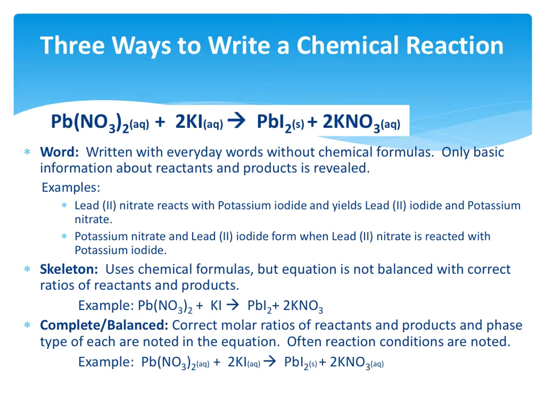So you're looking for keywords like "form" to determine whether the products or the reactants are listed first. In this case, it's very easy because it says potassium nitrate and lead iodide form when lead nitrate is reacted with. So these are my reactants, and obviously these are my products.